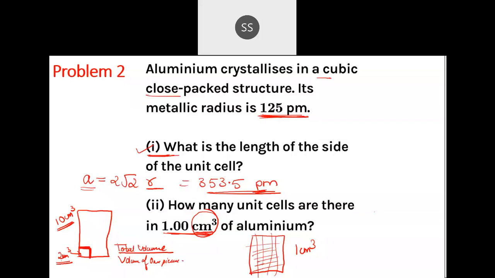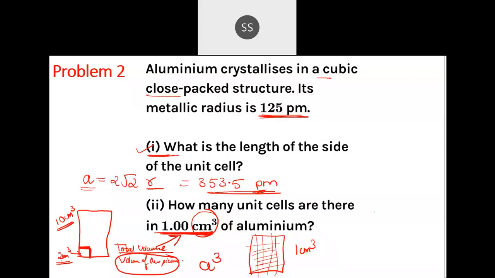They are asking how many unit cells are present in 1 centimeter cube. So the total volume they have given, that is 1 centimeter cube. So you need to calculate the volume of one piece. How will you calculate the volume of one piece? You know all the sides are equal here. Volume of a small unit cell, the formula will be a cube itself.